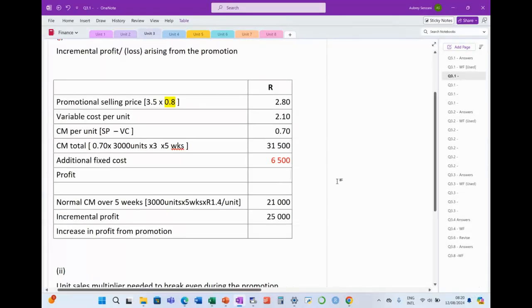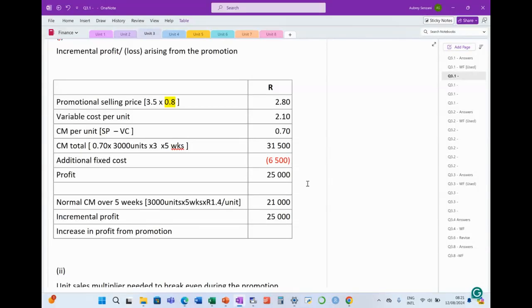So what is our profit? I'm sure there's a profit there, isn't there? 25,000, 100%. Maybe I should put this in brackets. 25,000. Okay, so we have, okay.